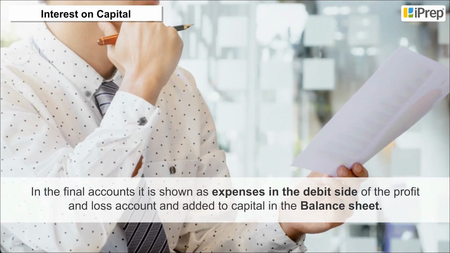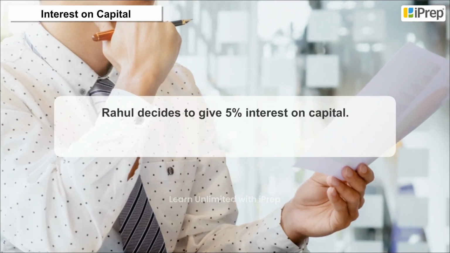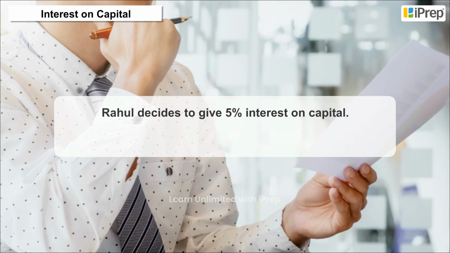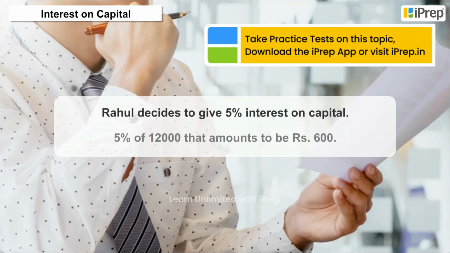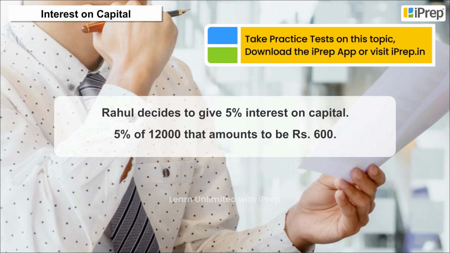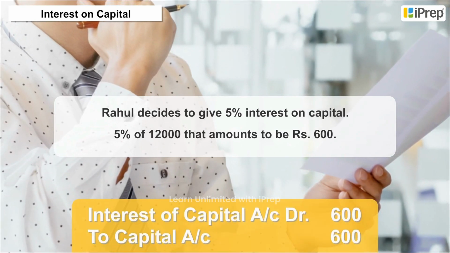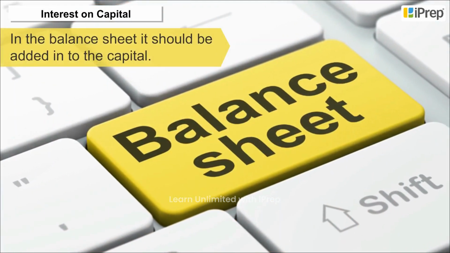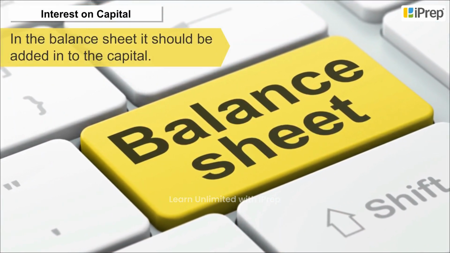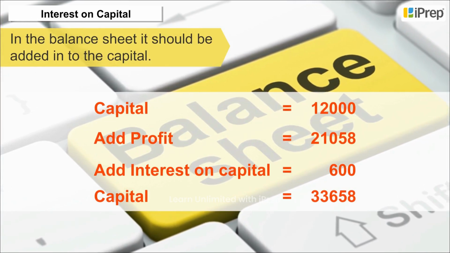For example, we assume that Rahul decides to give 5% interest on capital. The amount of interest on capital in that case would be 5% of 12,000, which amounts to 600 rupees. In the balance sheet, the interest on capital should be added into the capital. The adjustment would be done as shown in the referred image.